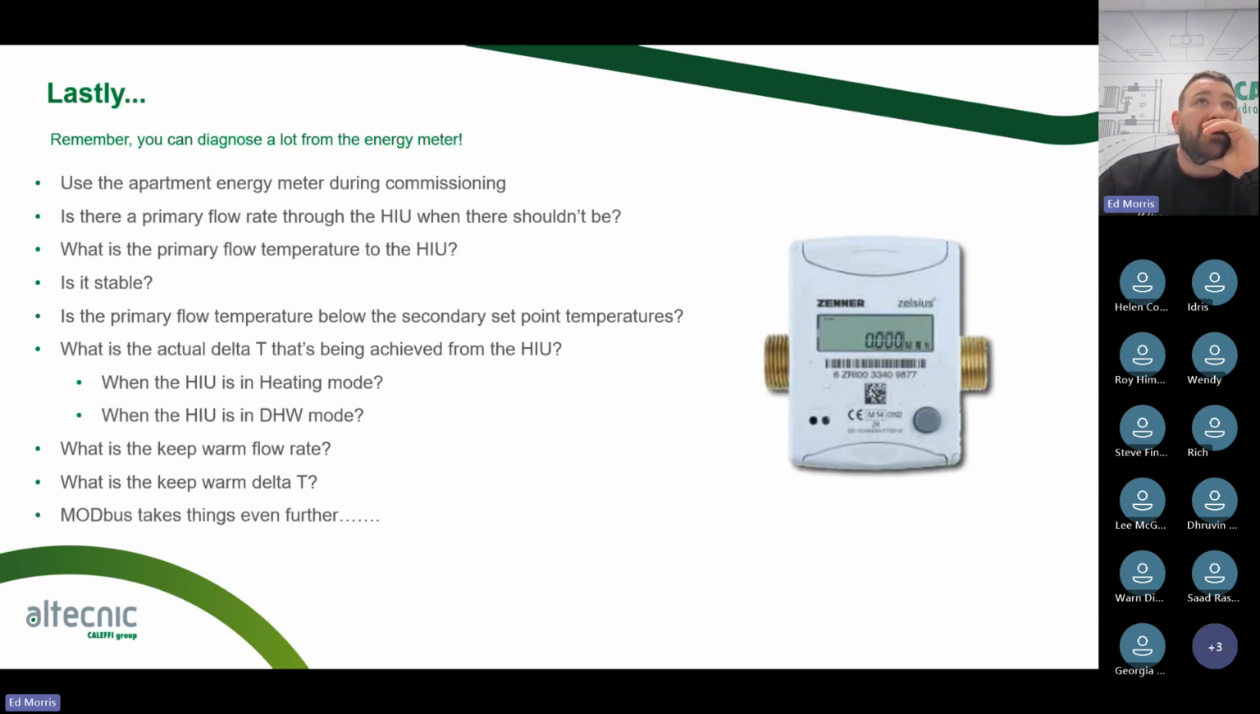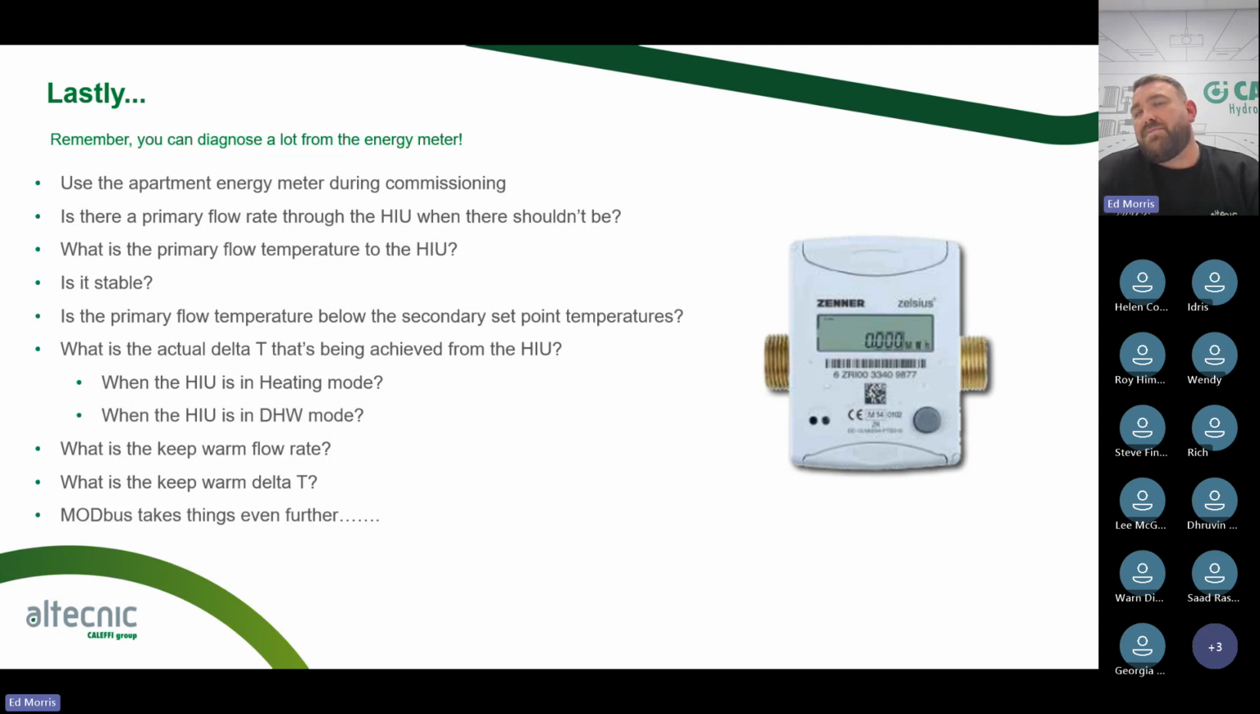And finally, heat meters. Every flat, or every HIU, should have a heat meter. You can learn a lot from what's going on, so you can use the apartment energy meter during the commissioning. Is there a primary flow rate through the HIU when there shouldn't be? Can you do some diagnostics from that? What is the primary flow temperature of the HIU? Is it stable? Is the primary flow temperature below the secondary set point temperatures?